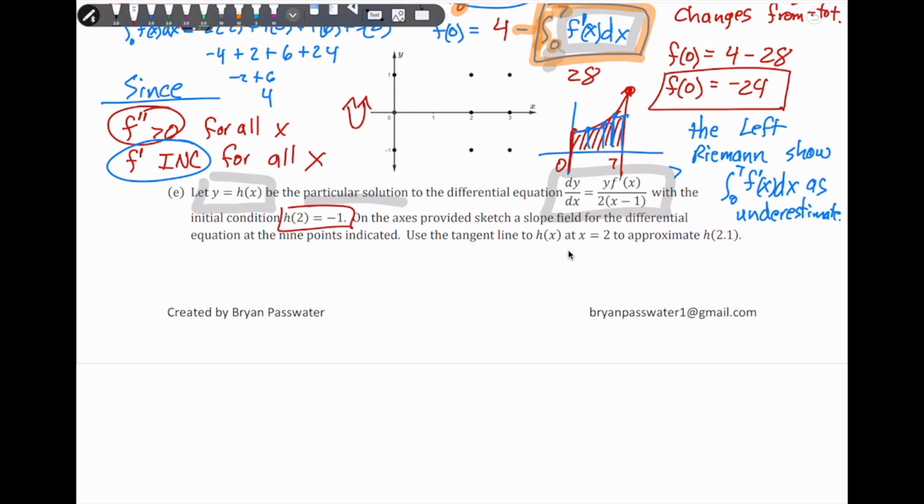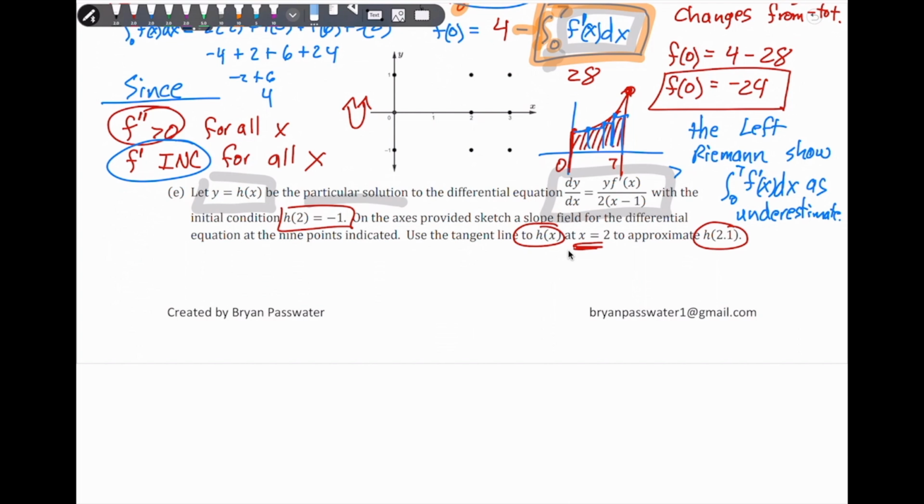On the axes provided, sketch a slope field for the differential equation first, and then we're going to use the tangent line to h of x at positive 2 to approximate h of 2.1. So we need to read the problem because we're actually not going to solve this particular solution all the way back to h of x equals. If you do, you just wasted some time. So please make sure to read the problem. If it said solve the particular solution and actually solve it out, then you would do the separation of variables.